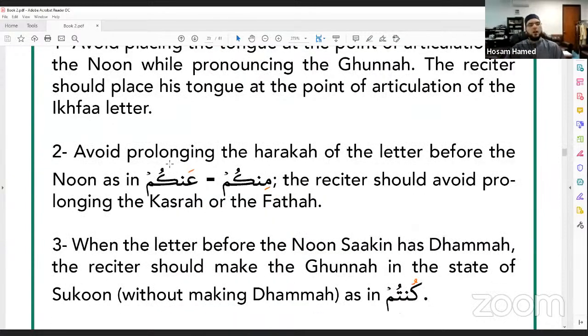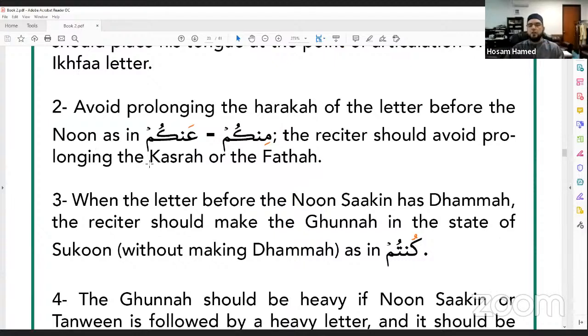The second point, avoid prolonging the haraka of the letter before the noon as in minkum, ankum. So the mistake is to say minkum, ankum, prolonging the sound of the vowel here. The vowel here is a short vowel. We don't say ankum as if we are adding a mad before al-ikhfa. So this is a mistake that we have to avoid. The reciter should avoid prolonging the kasra or the fatha in these examples.